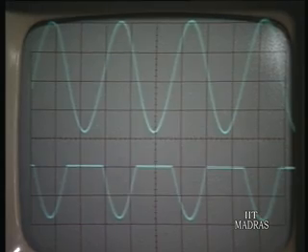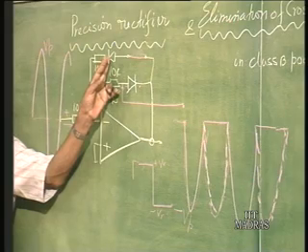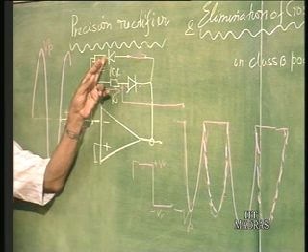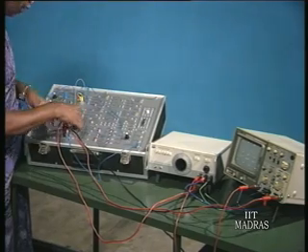Devaki, you can show the other output also here, because that also is the other half wave. Each of these will give you a half wave. This is one half wave. This is the other half wave, at the end of the other 10K.